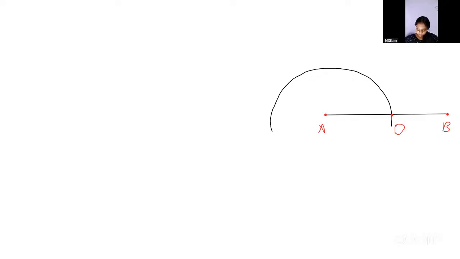Mark it O. Now from O, same radius, mark your arc of 60-degree. Name it point C.